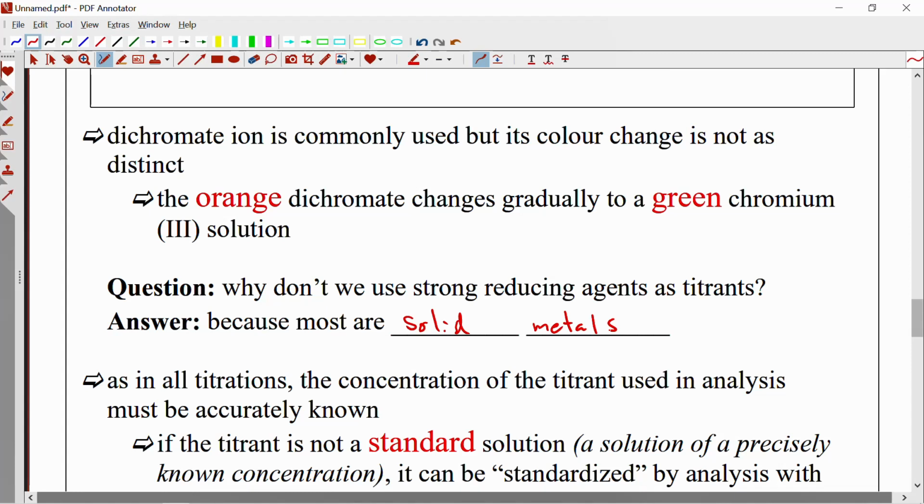I cannot take lithium, cesium, rubidium, potassium, barium. I can't take any of those metals, stick them into a burette and add it to a solution one drop at a time. So this is why we are only able to do these types of redox reactions here. We can cause the oxidation of iron 2 to iron 3, but we don't have a whole lot of options here.